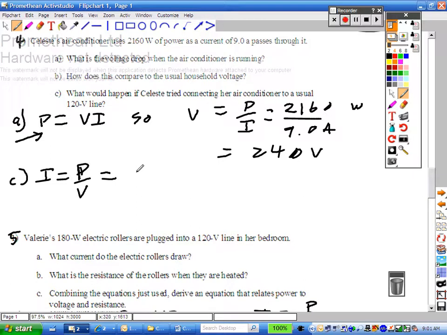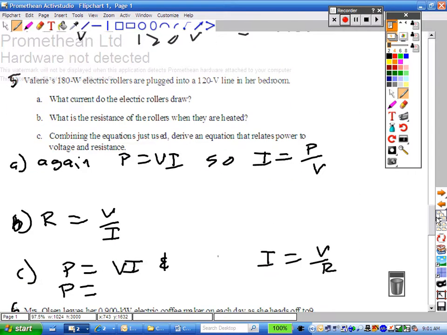For part C, if she connects it to the usual 120 volt line, look what happens. I equals power over V, 2160 watts over that 120 volts, and that produces 18 amps. And that's much bigger than she could handle on her circuit, and the circuit breaker would flip. Number 5, Valerie.